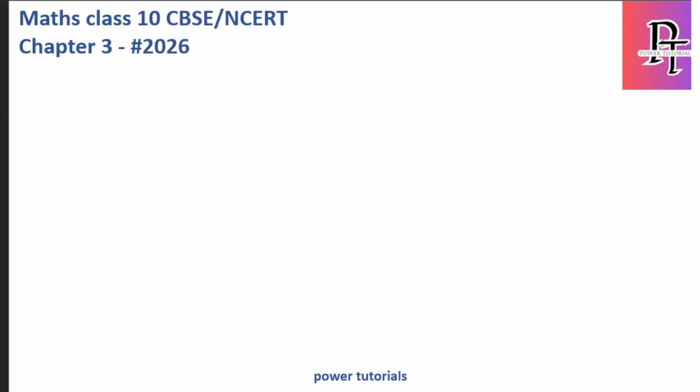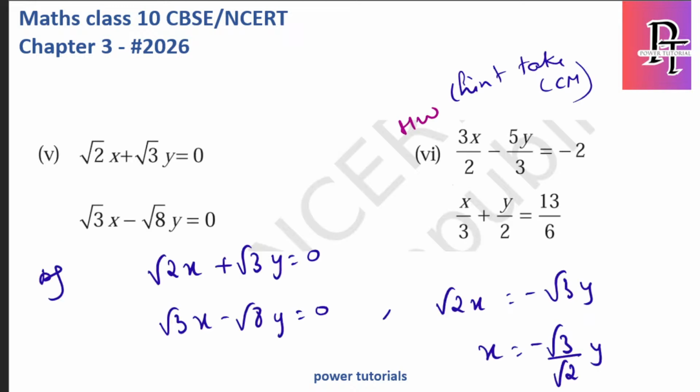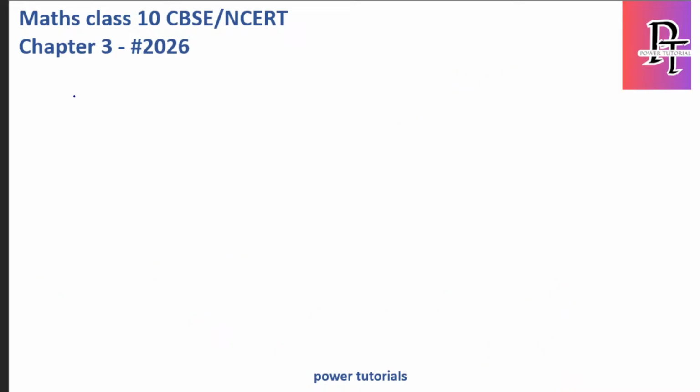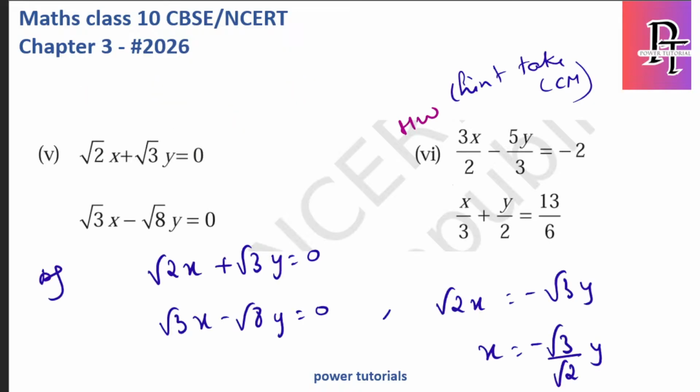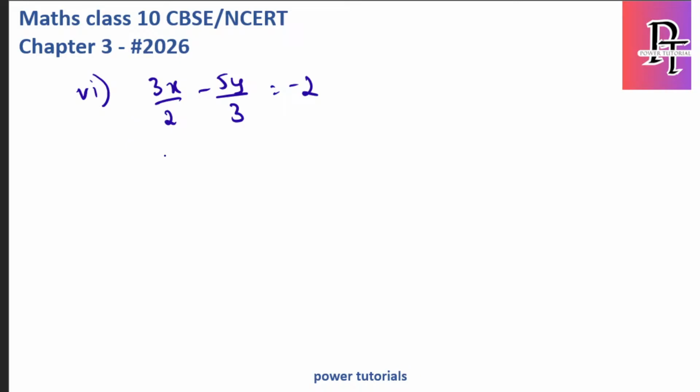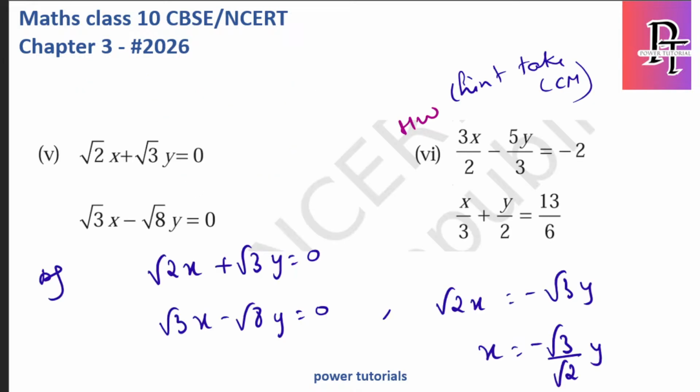Okay, so those two homework questions are done. Let's move to the next question. We have one more homework: 3x by 2 minus 5y by 3 is equal to minus 2, and x by 3 plus y by 2 is equal to 13 by 6.